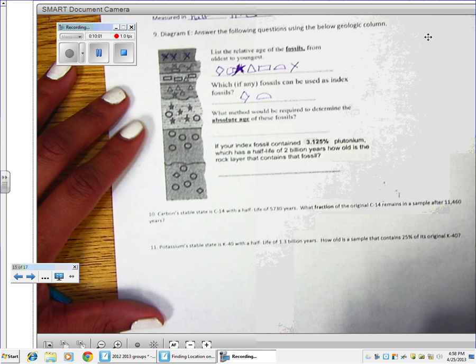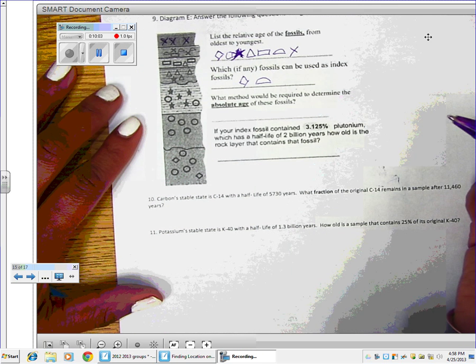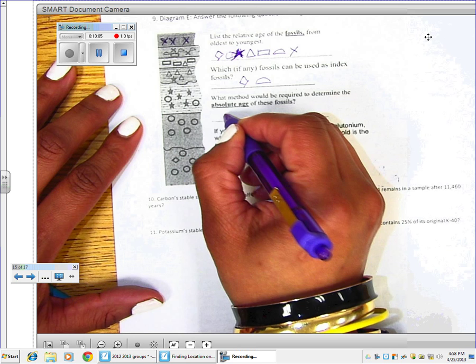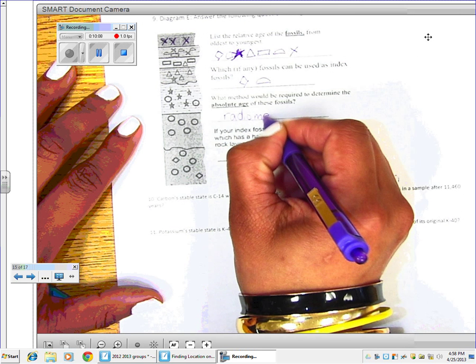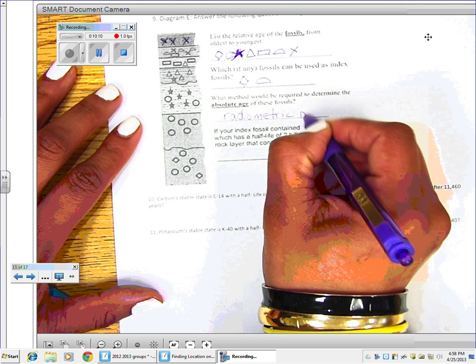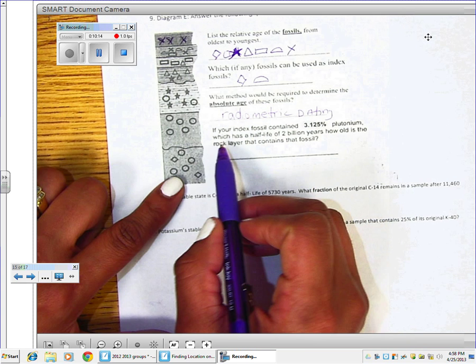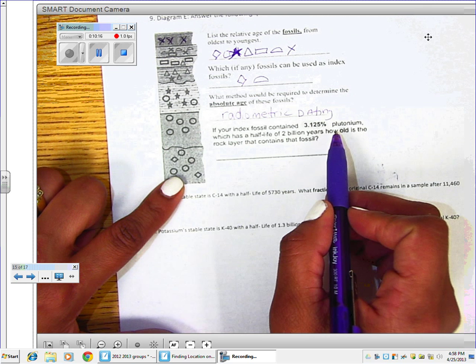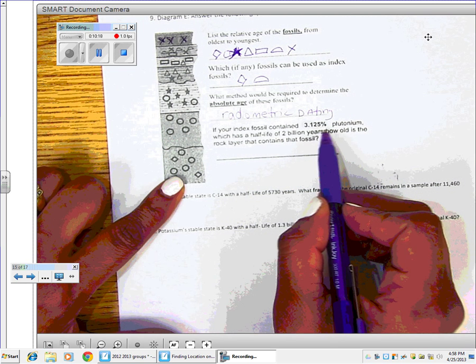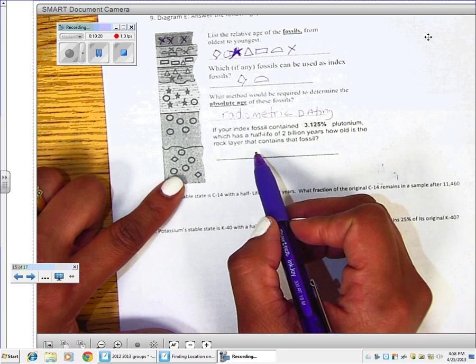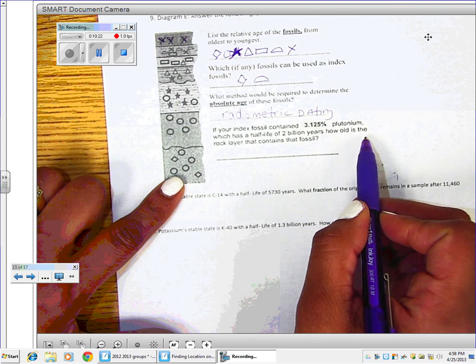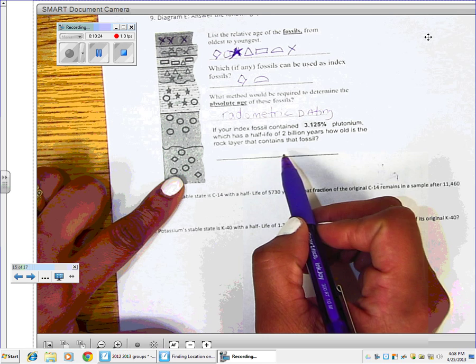What method would be required to determine absolute age? Radiometric dating. And then here it says, if your index fossil contains 3.125% plutonium, which has a half-life of 2 billion years, how old is the rock layer that contains it?